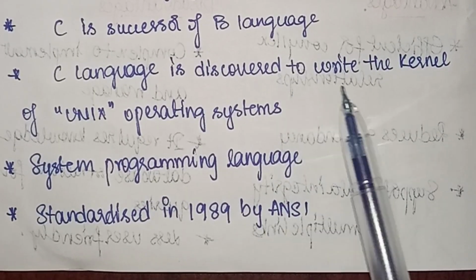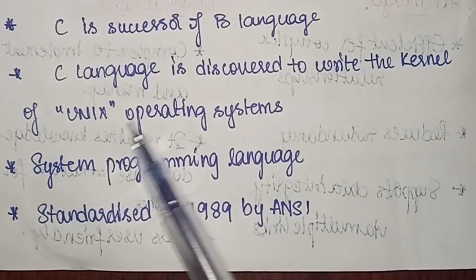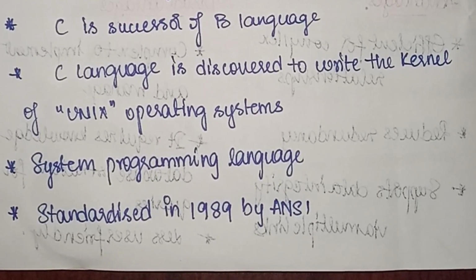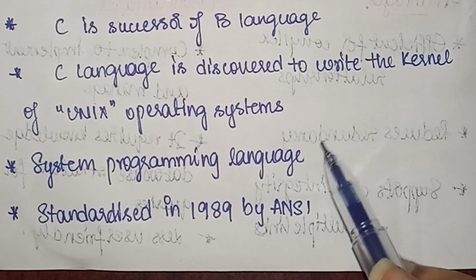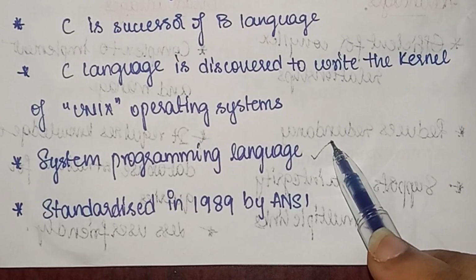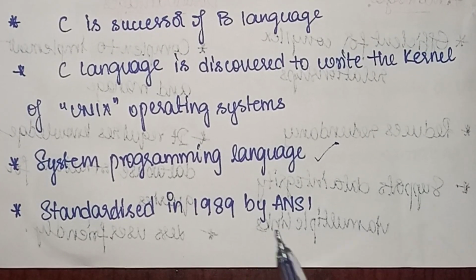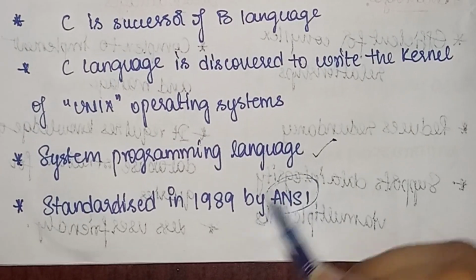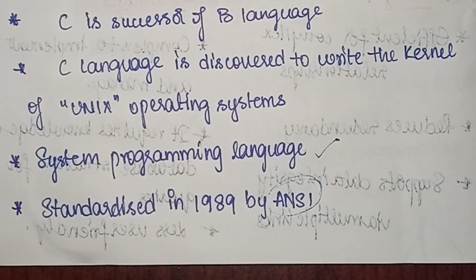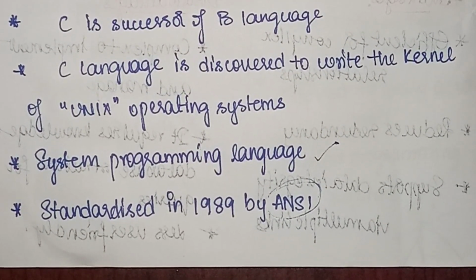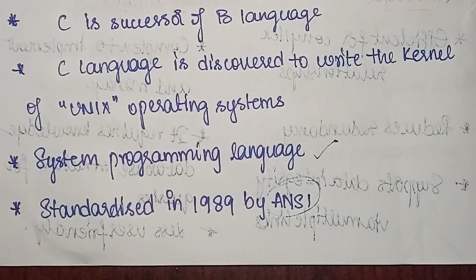Why did they invent the C language? C language was created to write the kernel of the UNIX operating system, and this C language is called a system programming language, and this language was standardized in 1989 by ANSI. So these are the main points regarding C language. Now let us see how this C language works.